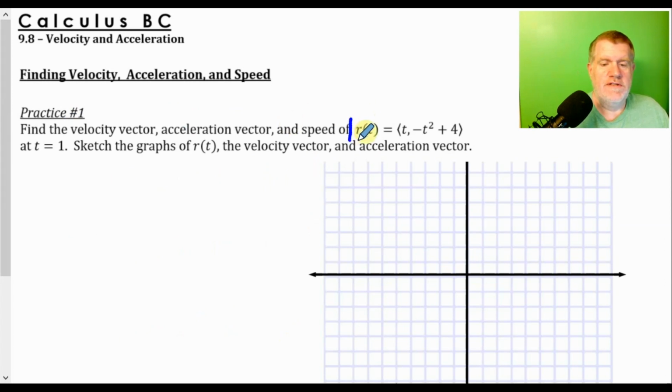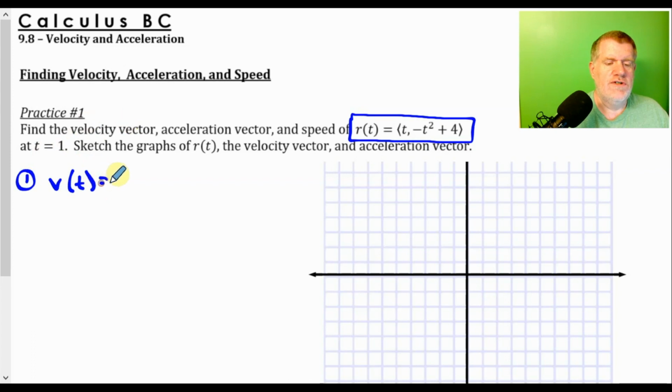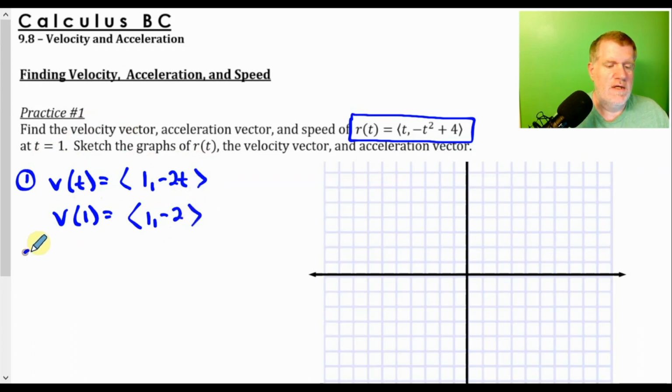I'm given this as my position function, and I'm going to find three things. Number one, the velocity vector at 1. So the velocity vector, first of all, is the derivative, which would be 1, negative 2t. If I evaluate that at 1, I get 1, negative 2. There's my velocity vector.